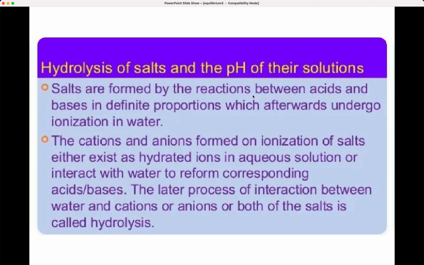And hydrolysis of salts and pH of their solutions. So salts are formed by the reaction between acids and bases in definite proportions, which afterwards undergo ionization in water. Cations and anions formed on ionization of salts either exist as hydrated ions in aqueous solution or interact with water to form corresponding acids or bases. The latter process of interaction between water and cations or anions or both of salt is called hydrolysis.